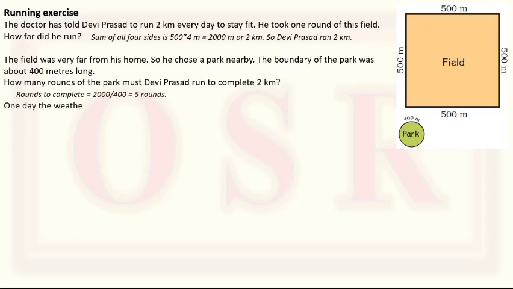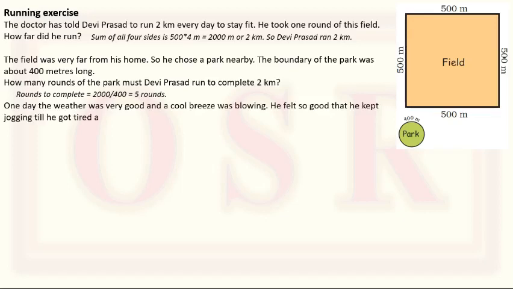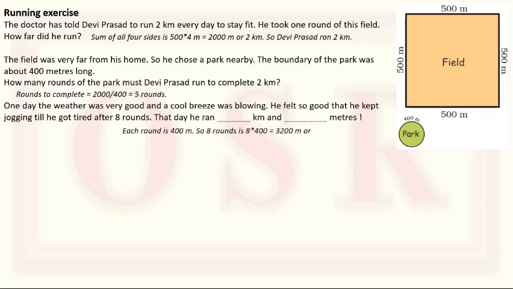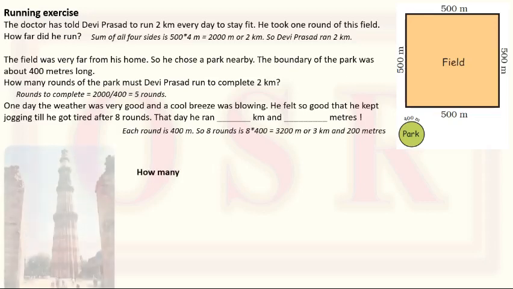So one day the weather was very good and a cold breeze was blowing. He felt so good that he kept jogging till he got tired. After 8 rounds, that day he ran how many kilometers and how many meters? So 8 rounds, right? 400 into 8. So 400, 8 rounds, that is 3200 meters or 3 kilometers and 200 meters. Right, guys?